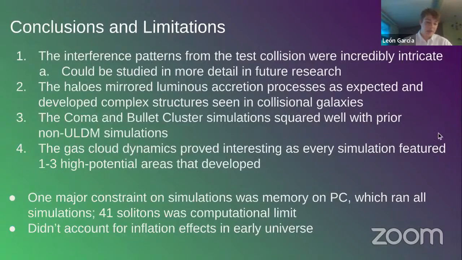But I'd like to say that this entire project comes with the caveat that one major constraint was that my PC memory, or maybe the nature of the simulation, was arriving at a computational limit, which clocked me out at about 41 solitons. So I was only able to simulate 41 different solitonic halos. And I wasn't able to account for inflation effects in the early universe in my primordial gas cloud simulation.